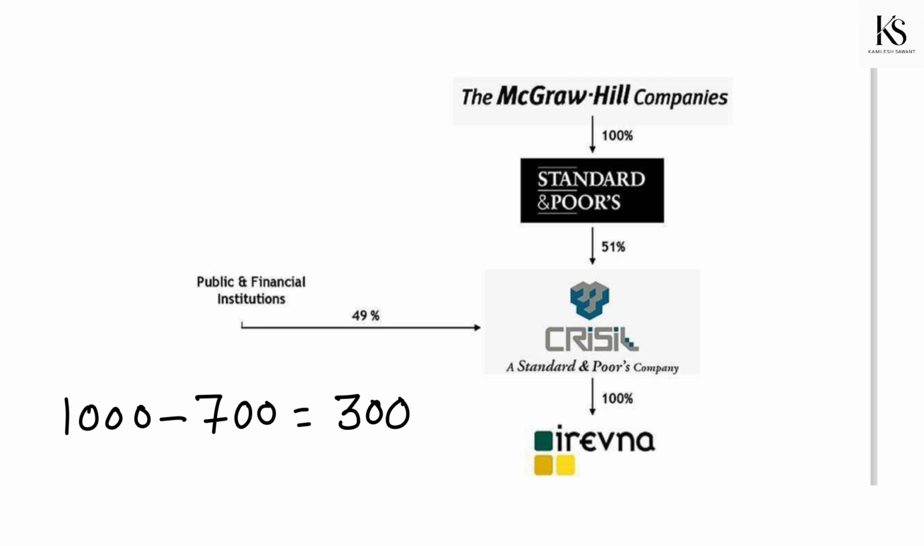Another way to look at it is CRISIL on a standalone basis made a loss of 1000 crores, but on a consolidated basis made a loss of 300 crores. Hence, standalone financial statements represent the numbers of the company itself and do not include the financials of its subsidiaries. However, the consolidated numbers include the company's and its subsidiaries' financial statements. I personally prefer to look through the consolidated financial statements as it gives a better representation of the company's financial position.